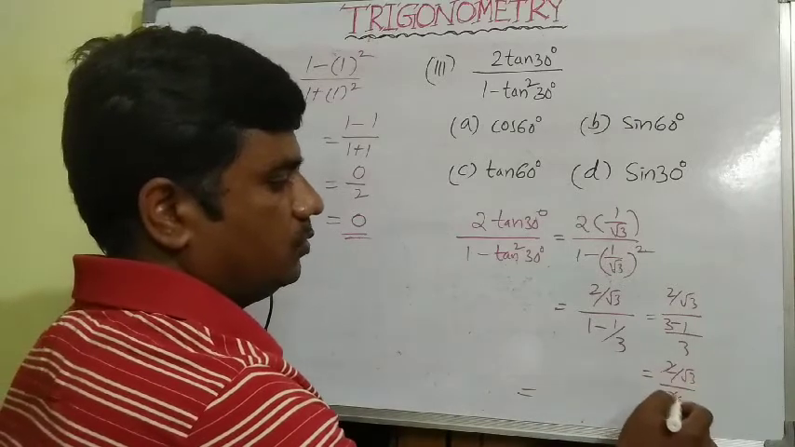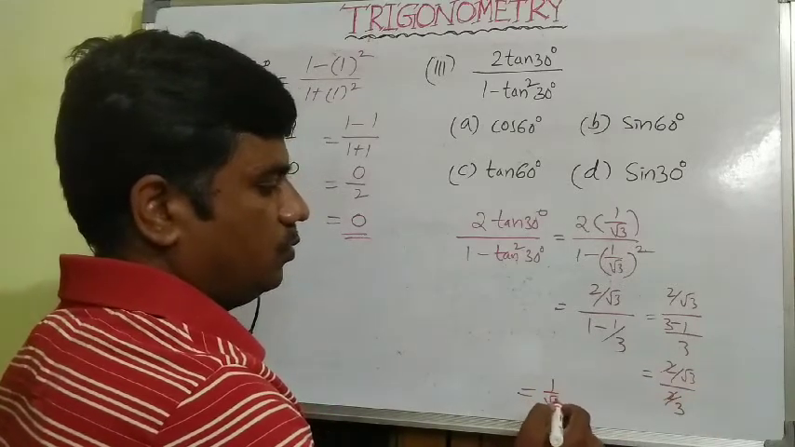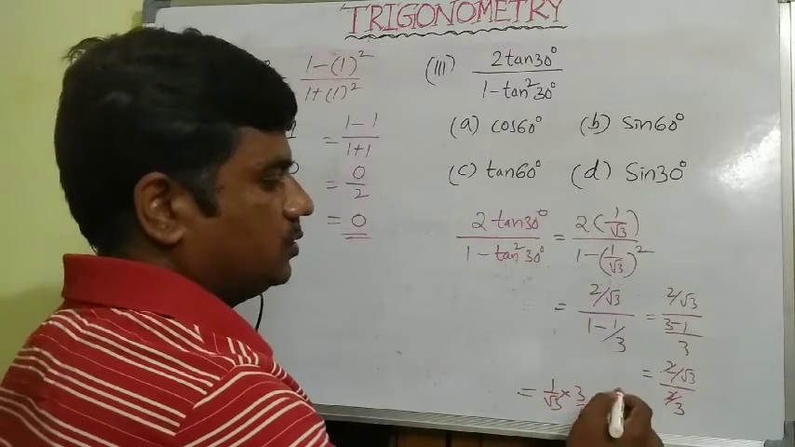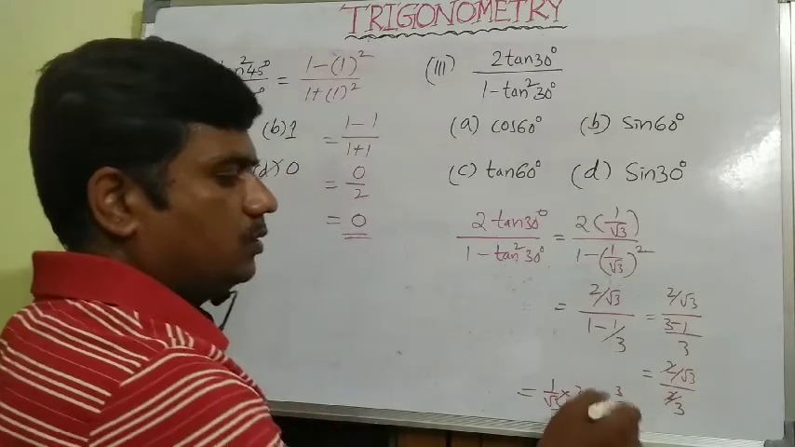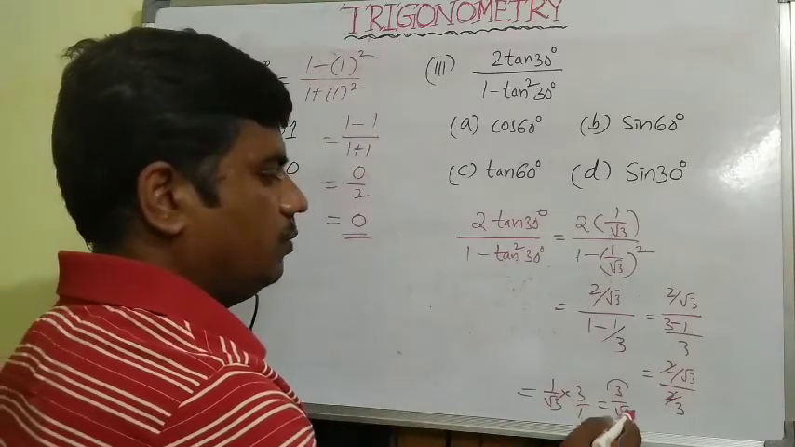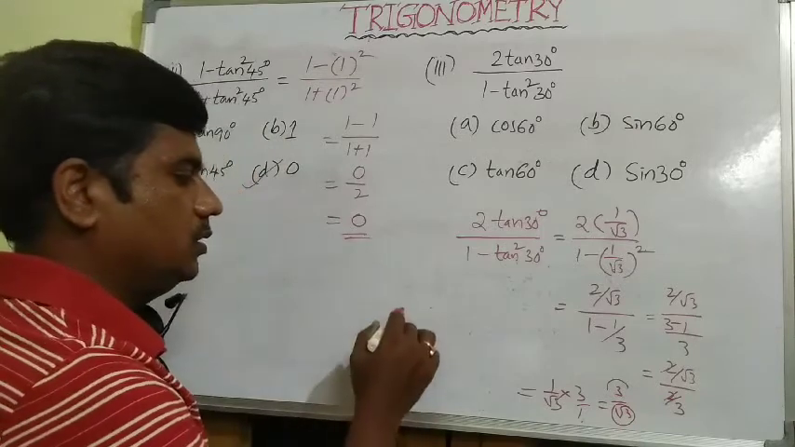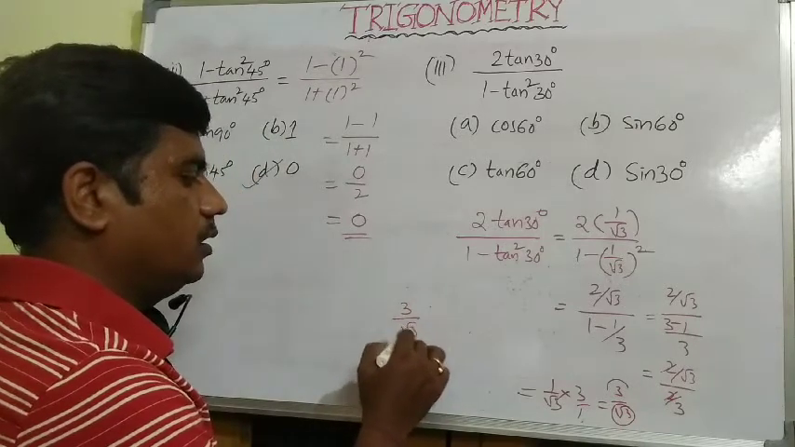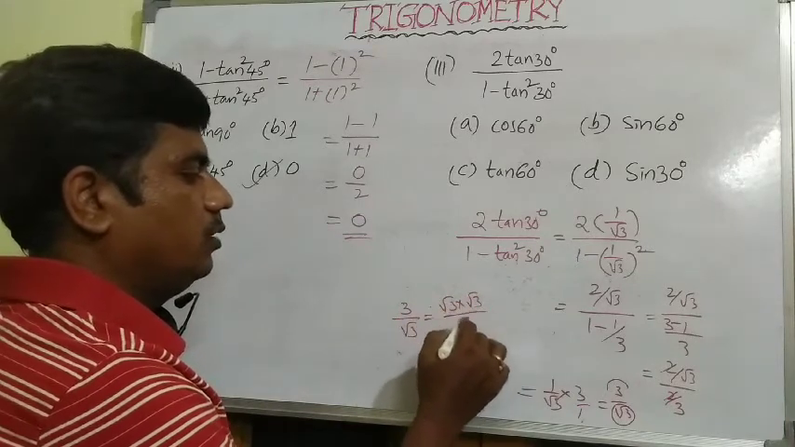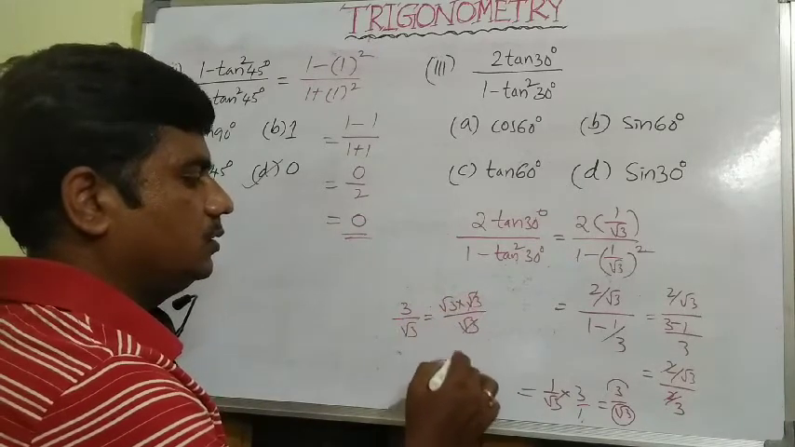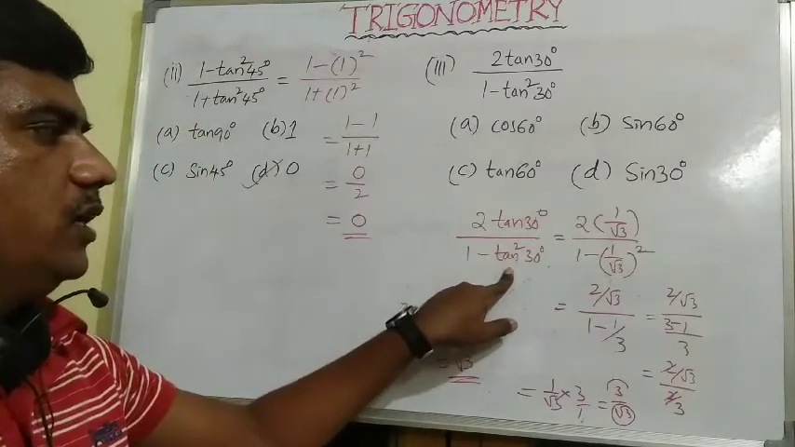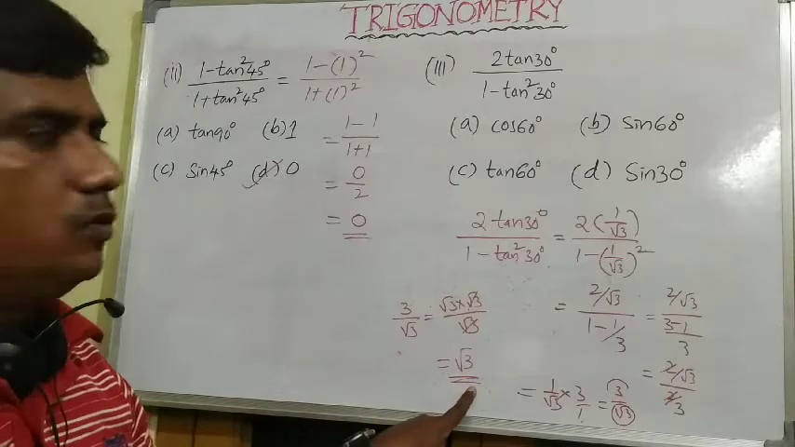So in the numerator, 2 gets cancelled. Here 1 by root 3 into this 1 by 3, we can write as 3 by 1, that means 3 by root 3. But 3 by root 3 we can simplify, because in the denominator an irrational number is there, so we rationalize the denominator. Again this 3 we can write as root 3 into root 3 by root 3. Root 3 gets cancelled, so the answer is root 3. So 2 tan 30 degrees by 1 minus tan square 30 degrees has the value root 3.